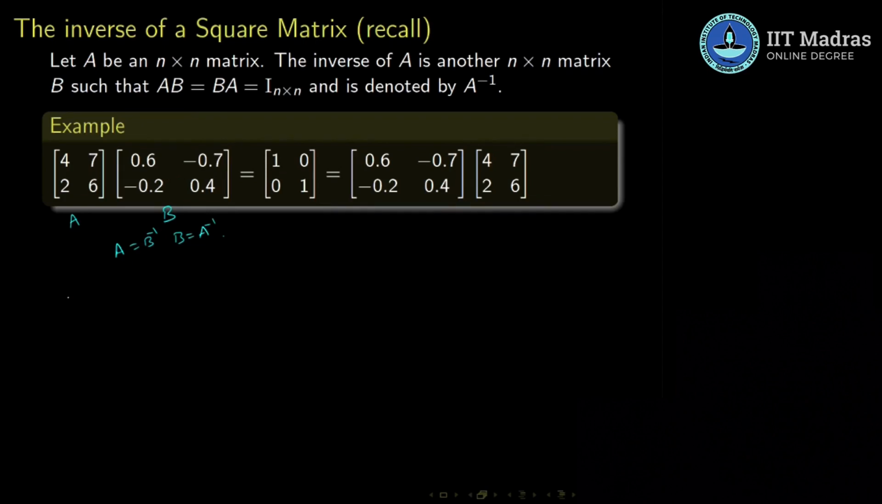This is what is called uniqueness. The inverse is unique, which is why I am using the word 'the', and this is a standard argument in something called group theory, but let us go through it now. Suppose there are two matrices with this property. So AB equals BA equals the identity, and AC equals CA equals the identity.